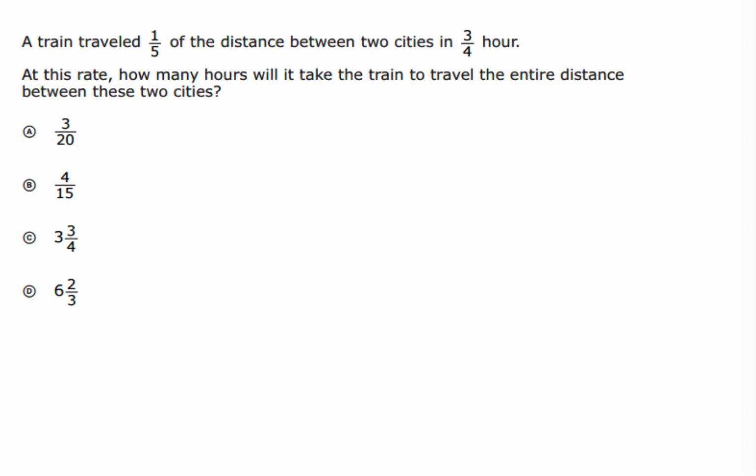All right, let's take a look at our next one. A train traveled 1/5 of the distance between 2 cities in 3/4 hours. At this rate, how many hours will it take the train to travel the entire distance between these cities? Okay, so we're going to set up a proportion here.